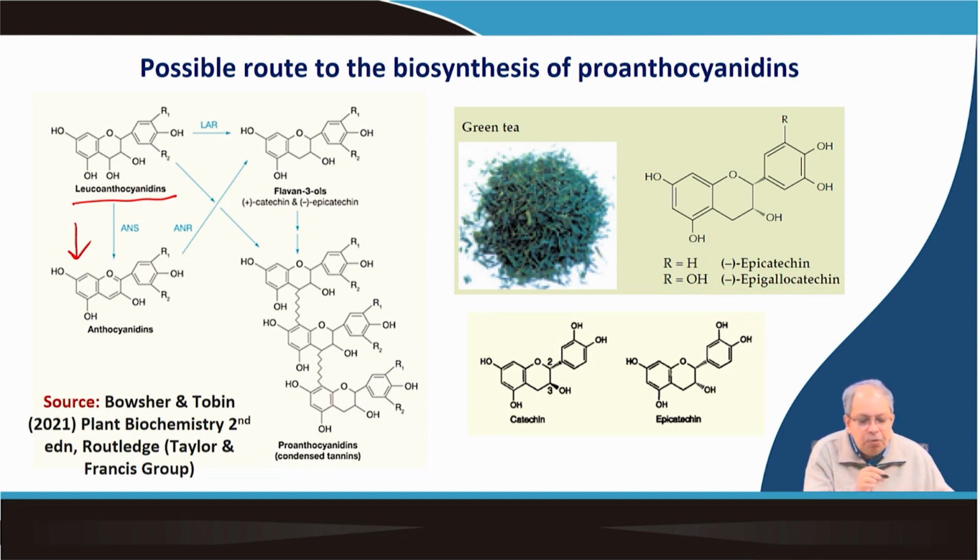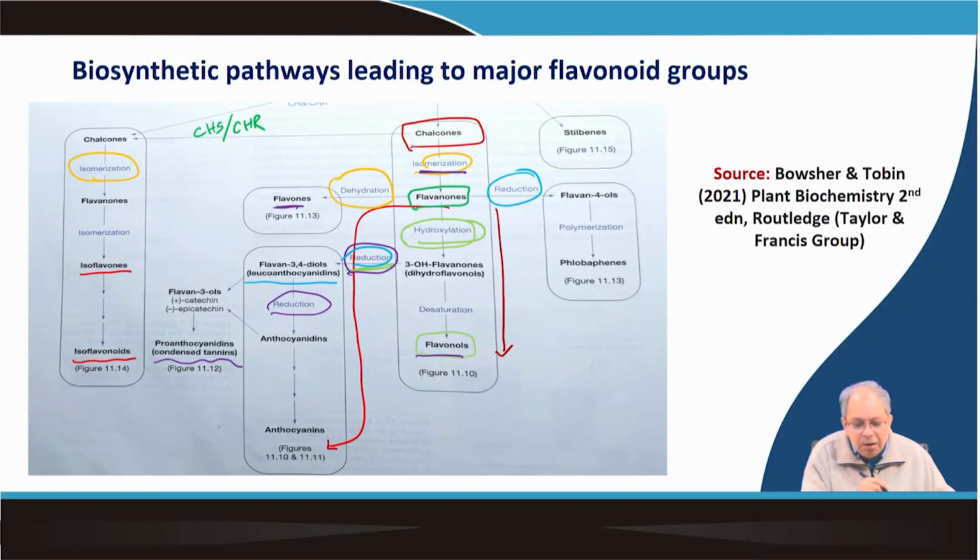But the point to mention here is that this leucoanthocyanidin, by the action of leucoanthocyanidin reductase, makes flavan 3-ols, which are catechin and epicatechin. So, if you go here, these are the flavan 3-ols, epicatechin or catechin, formed by the action of this reductase.